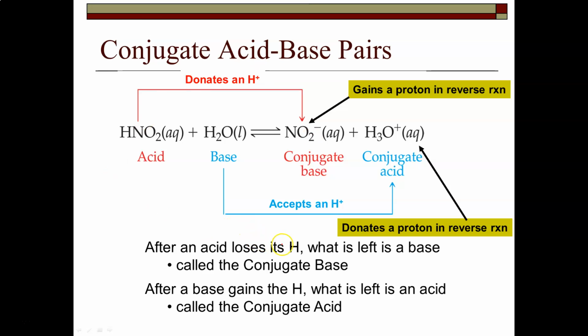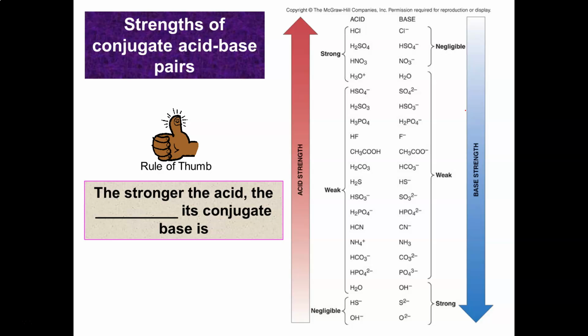So after an acid loses hydrogen, what's left is a base. We call it the conjugate base. After a base gains a hydrogen, like H2O did to create H3O plus, we call that the conjugate acid. So pretty easy to find these. HNO2 is the acid, NO2 minus is the conjugate base. H2O is the base, H3O plus is the conjugate acid. They really differ by a hydrogen. That's really all it is. Okay, guys? So back to what I had on a few slides ago.